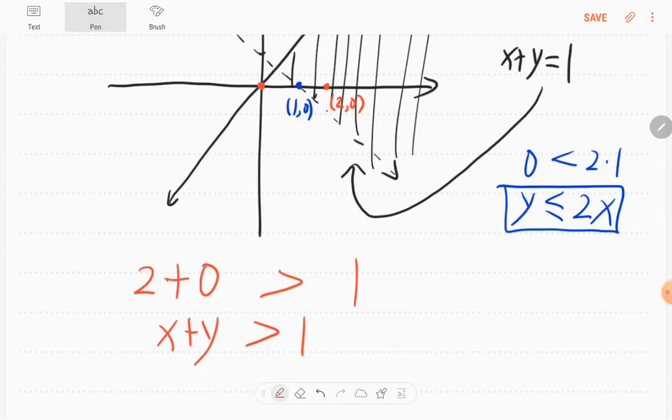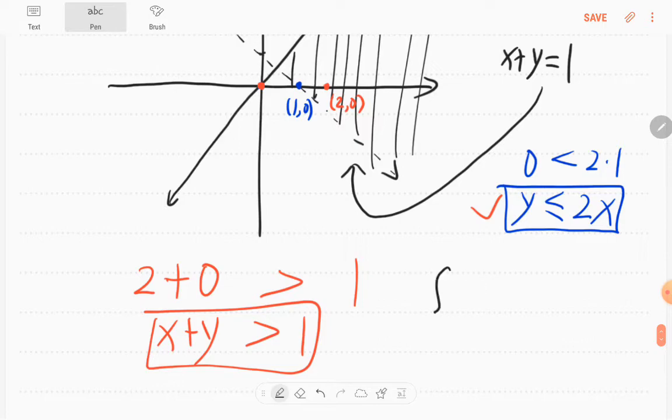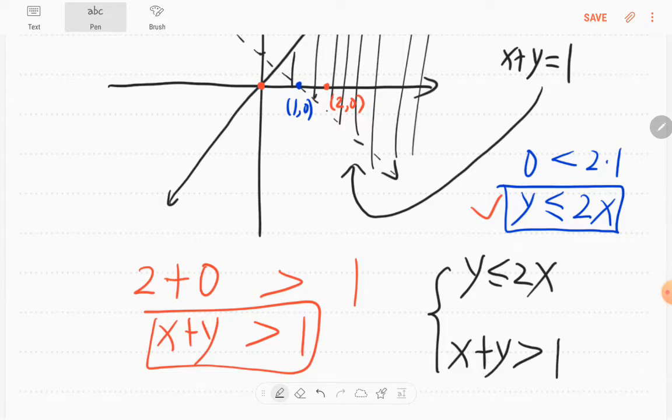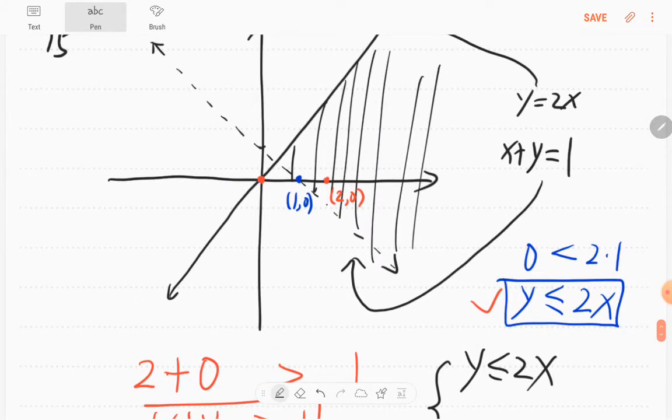So you have this inequality and this one. Put together, it would be y is less than or equal to 2x, and x plus y is greater than 1. You just pick a point in the region to test.